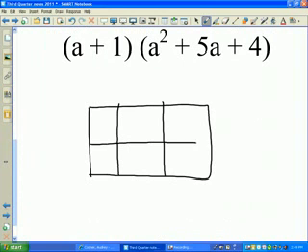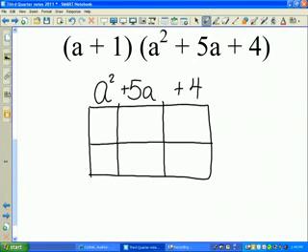Because I have 3 terms up top, I'm going to write my a squared to represent that side, my 5a to represent that side, and my plus 4 to represent that side. And then along the left side, I'm going to write my a and my plus 1 to represent the contents in that first parenthesis. So again, in order for me to fill my boxes, I need to multiply its corresponding sides.